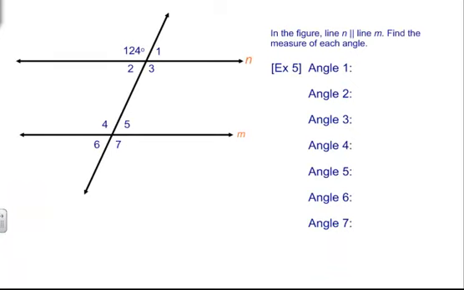So you might recognize this from last year. It says in the figure, line N, which is this one, and line M, which is this one, are parallel, okay? And they're cut by a transversal. So I want you to actually draw this and write this, transversal. And that just means a line that goes through two parallel lines. So we have one measurement there, and we need to find all the rest of the angles.